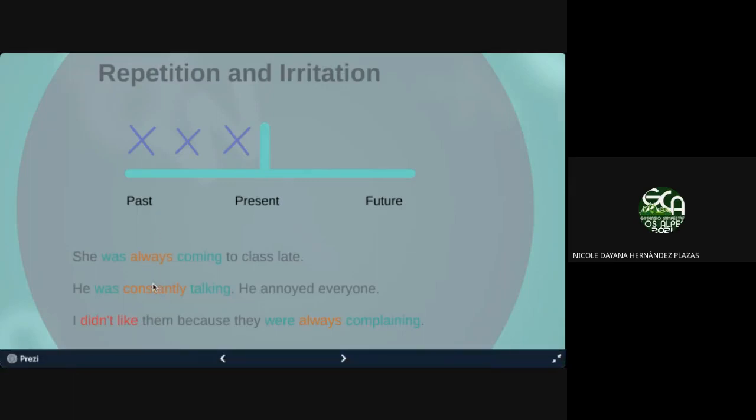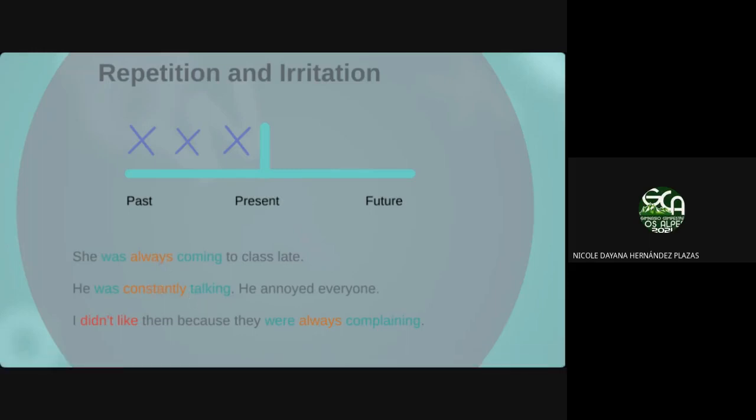And look at this. What is this? Always, constantly, sometimes, never. Remember, those are adverbs of frequency. Acuérdense que son los adverbios de frecuencia. So you usually use this past continuous with these frequency adverbs. She was always coming late. She was constantly talking. She was never listening to music. You see?